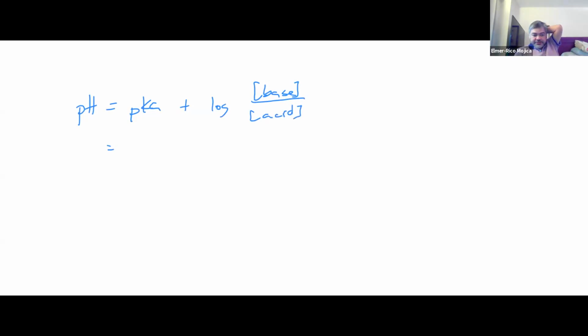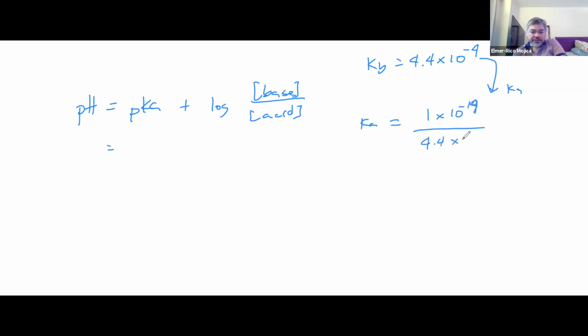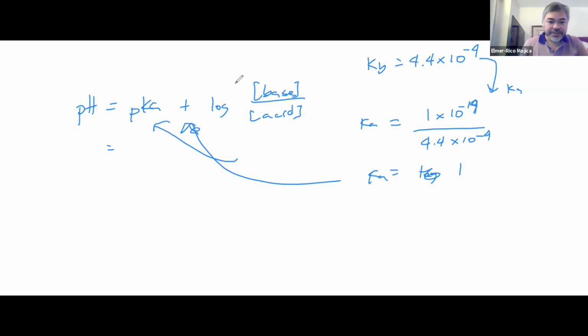So if you look at the question there, what is given is the Kb, 4.4 times 10 to the negative 4. Right? So what do we do? We're going to convert this to Ka. So Ka is equal to 1 times 10 to the negative 14 over 4.4 times 10 to the negative 4. So whatever you get there, you're going to get the negative log of that. And then you put it in that one. Now the base here would be what?